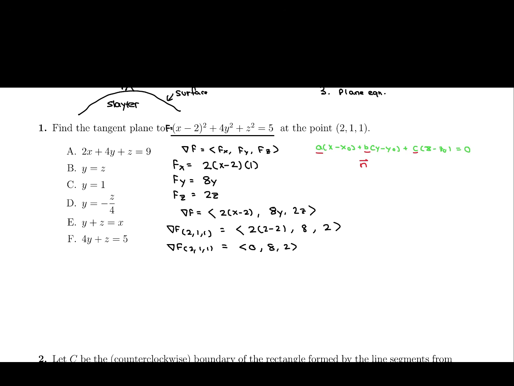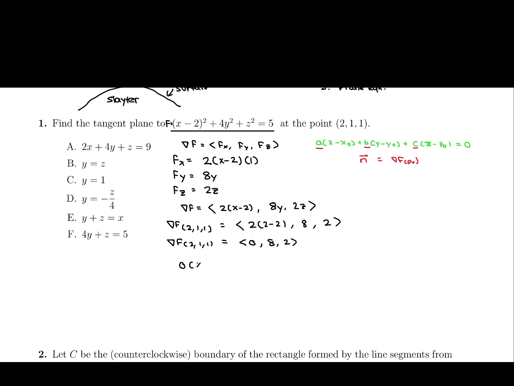Let's plug it in. We know that since a, b, and c are the components of the normal vector, and the normal vector is just your gradient at the point, you can plug that in. So a would be 0, which already takes out all the other parts of the a component of this equation, but we can put it in anyways.